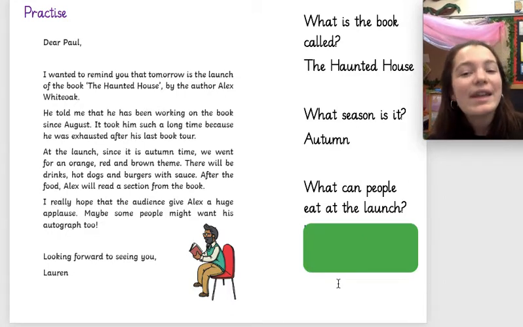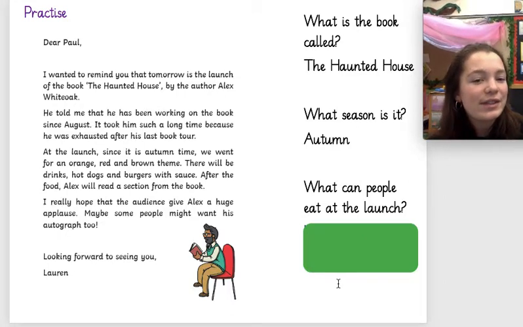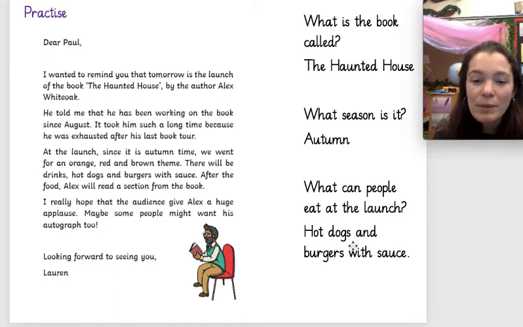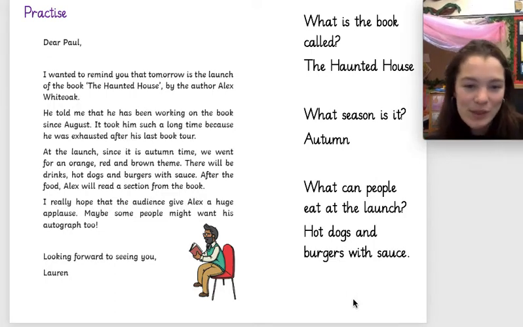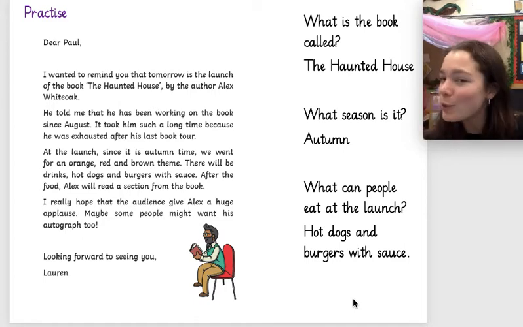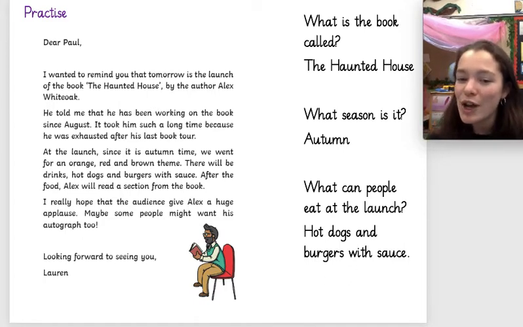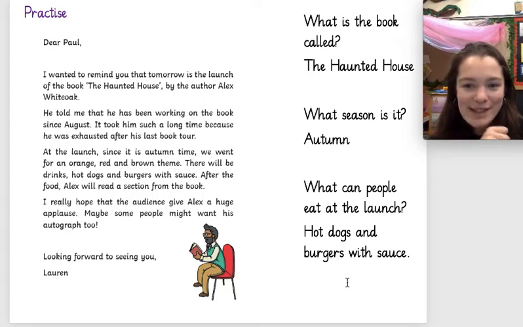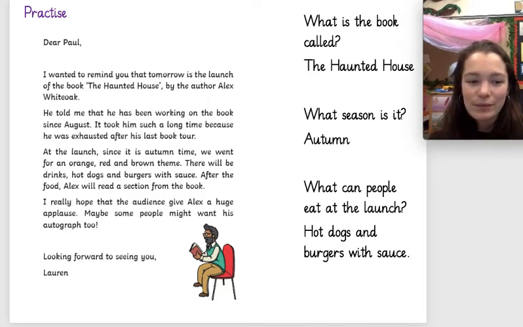What can people eat at the launch? Okay, to find this out, we're going to need to have a little look for some different foods, aren't we? Nothing about food in this section. There'll be drinks, hot dogs and burgers with sauce. What can people eat? Hot dogs and burgers with sauce. We didn't need to know about the drinks. That wasn't what we were asked about. So we just want to know about hot dogs and burgers with sauce. Give yourself some ticks or smiley faces if you got those right.